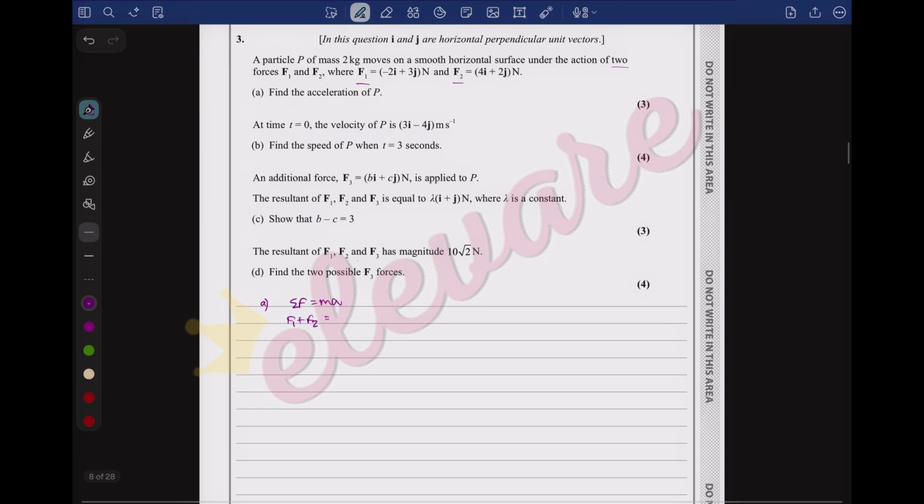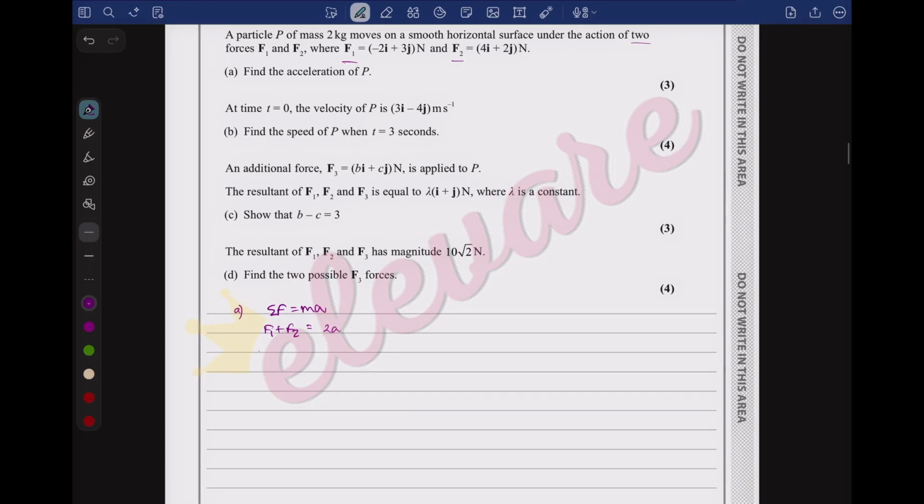As simple as that. So F1 plus F2 is equal to the mass times the acceleration, so 2 times a. What is F1 plus F2? That's just negative 2 plus 4. Let me write that down. Plus 4i plus 2j equal to 2 times a. So now you have 2i plus 5j is equal to 2 times a, and therefore the acceleration is i plus 5 by 2j meters per second squared.